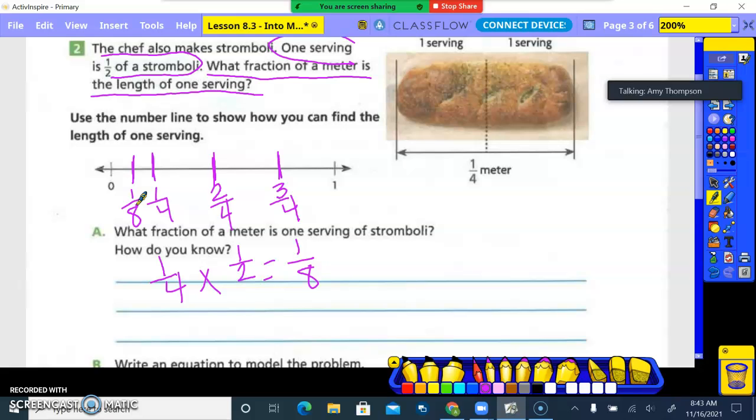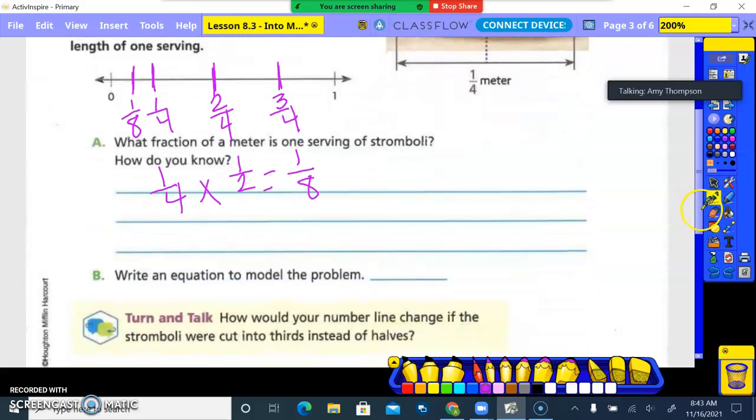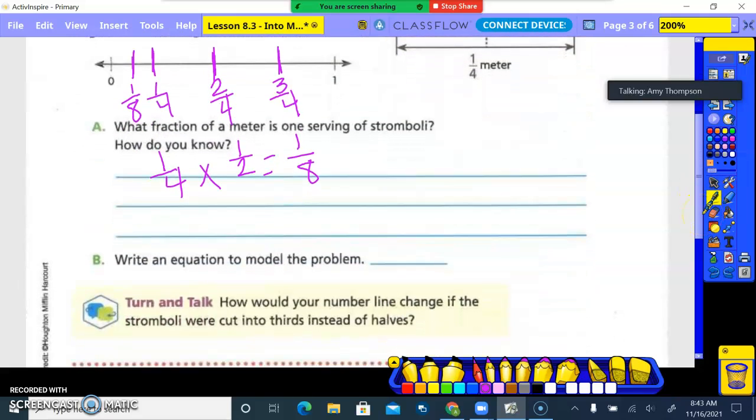Okay, so letter A, what fraction of a meter is one serving of the stromboli? How do you know? Because we took 1/4 times 1/2, and half of 1/4 equals 1/8. Okay, so basically, write an equation to model it. Did I write that equation in the right order?